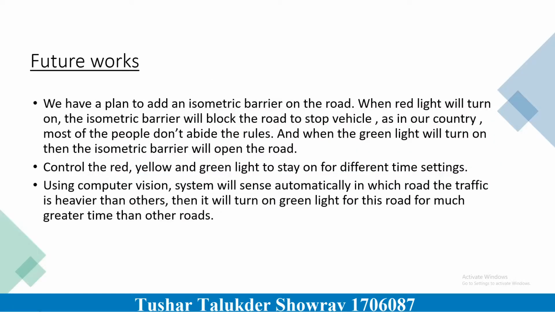There are some future plans that we can initiate. We can add some isometric barriers on the left side of each road. When a red light turns on, the barrier will block the road so that no vehicle can cross the road. Because in our country, most of the people don't abide by the traffic rules.